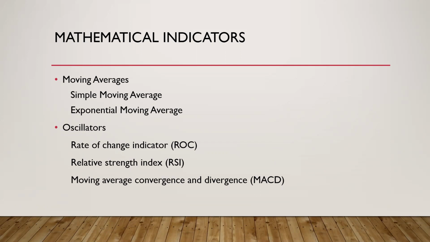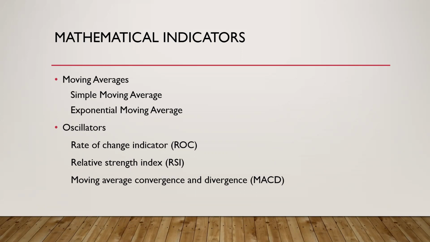We know that the price of shares or securities in the market keeps fluctuating on a daily basis. So you're going to get confused when you're trying to find out the trend. What mathematical indicators do is find an average of the fluctuations in order to understand the underlying trend, whether it is showing a rising trend or a falling trend. So the first method under mathematical indicators is moving averages. Under moving averages, there's simple moving average and exponential moving average.